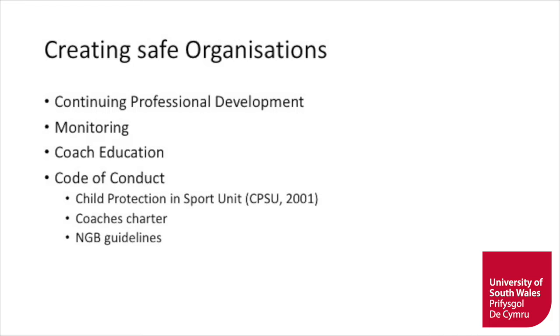So creating safe organisations is around CPD, monitoring, educating coaches, and then having standards of codes of conduct, child protection, a coaches charter, then linked with national governing body guidelines. And a lot of this in terms of managing risk is making sure that our kids are safe and children are safe, which leads on to the next session we're going to be looking at, which is safeguarding and protecting children.